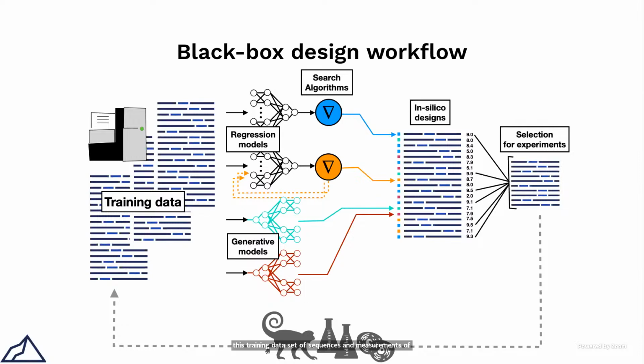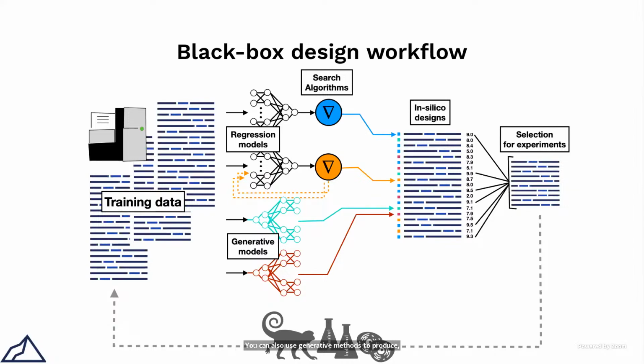There are many things you can do to produce candidate sequences. You can train a regression model, and you can couple that regression model with a discrete search algorithm, say using beam search or a genetic algorithm, that can search in protein sequence space to find new sequences that have high predicted scores under the regression model. As an alternative, you can also use generative models to produce sequences.